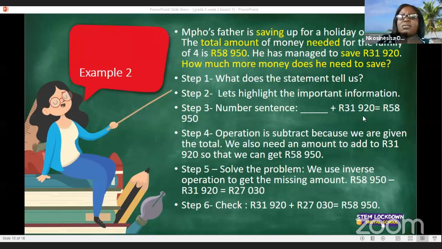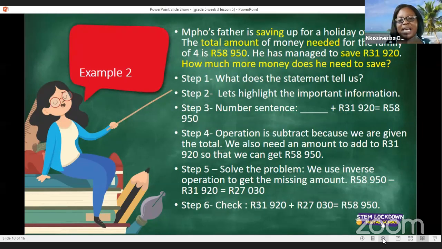Whatever strategy you use is up to you: breaking down method, column method, any strategy that you understand, and then you subtract. So when we subtract 31,920 from 58,950, the answer that we have is 27,030. I saw most of you on the charts writing that answer. Yes, all right, and then let's move on.